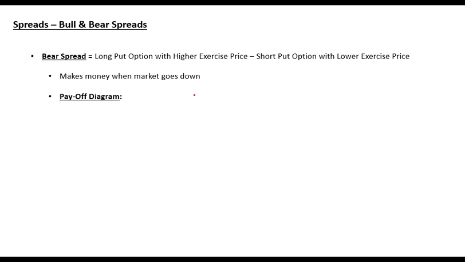Okay, so let's do it through an example. Let's say that you have two put options. First put option has a strike price of $120 and its option premium is $10. Another put option has a strike price of $100 and its option premium is $5.